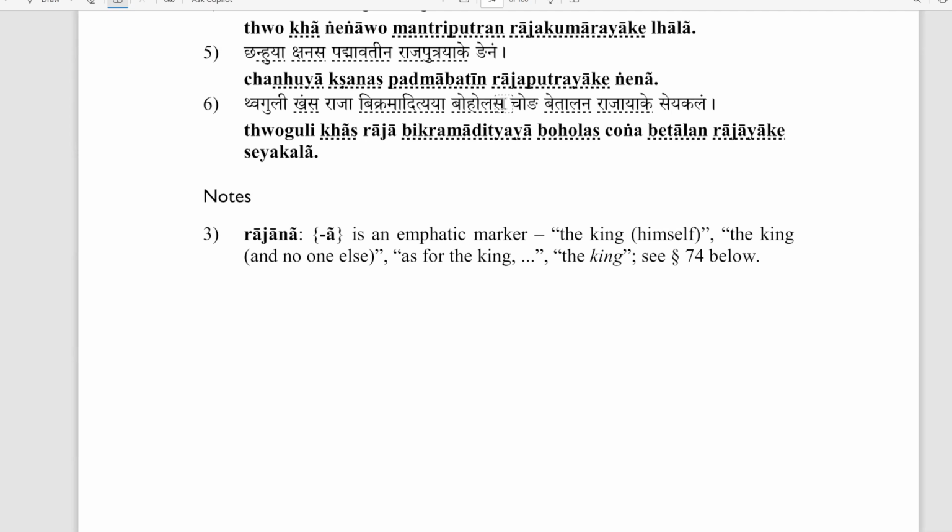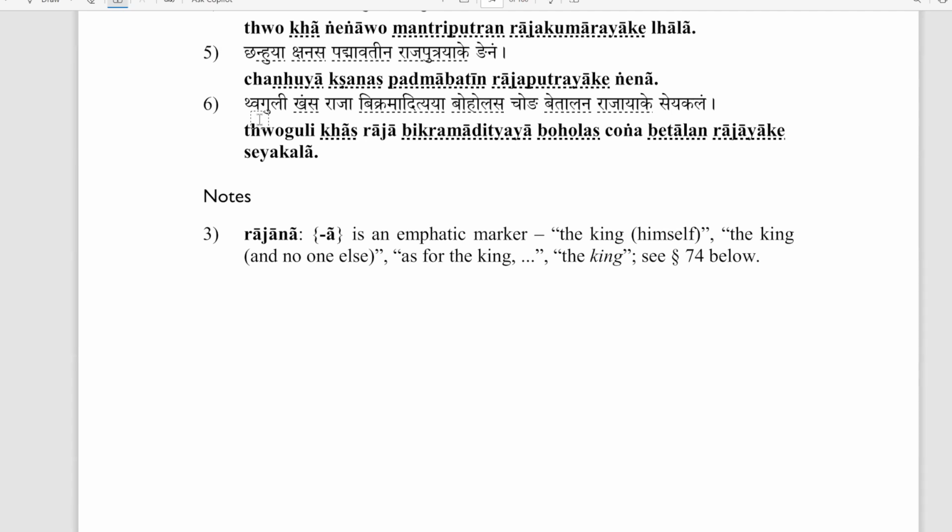Okay, so who would like to at least read out this sentence? Toguri Khans Raja Vikramaditya Boholasa Joma Betalan Raja Yakir Seya Kalma. Okay, thank you. So I just go slowly. Add to that word, add to that tail. Yes, exactly. So this Buli is a classifier in elements. Ka is tail.